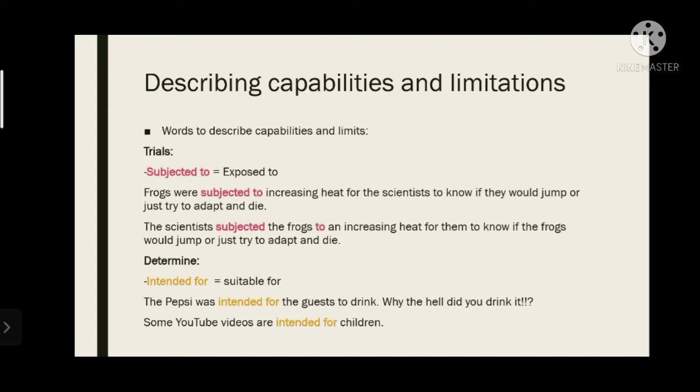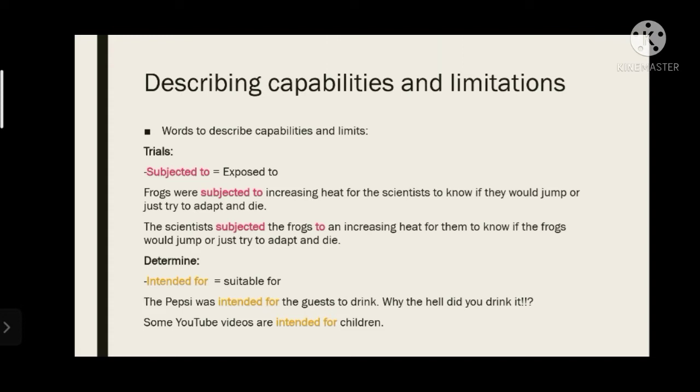الكلمتين اللي فوق، التو phrases اللي فوق، كان ينفع نستخدمهم ونبدل بينهم subjected to exposed to. لو جينا نقول frogs were exposed to increasing heat هتنفع. The scientists exposed the frogs to an increasing heat هتنفع. But intended for and suitable for, we cannot use both of them interchangeably except in specific contexts في سياق محدد.